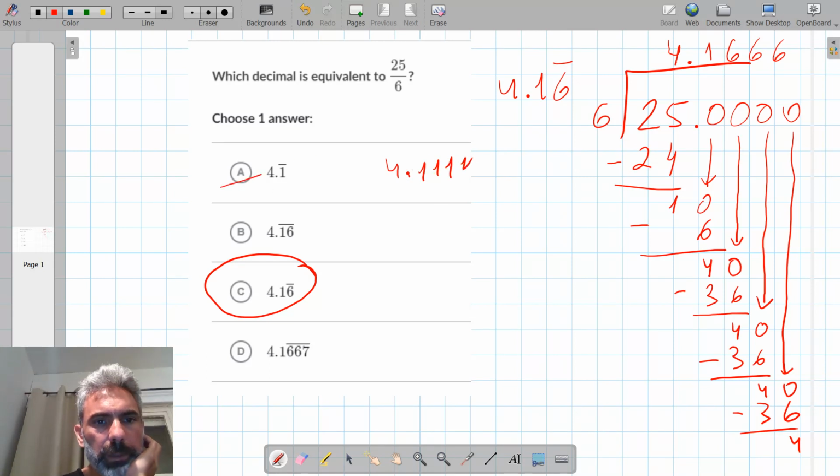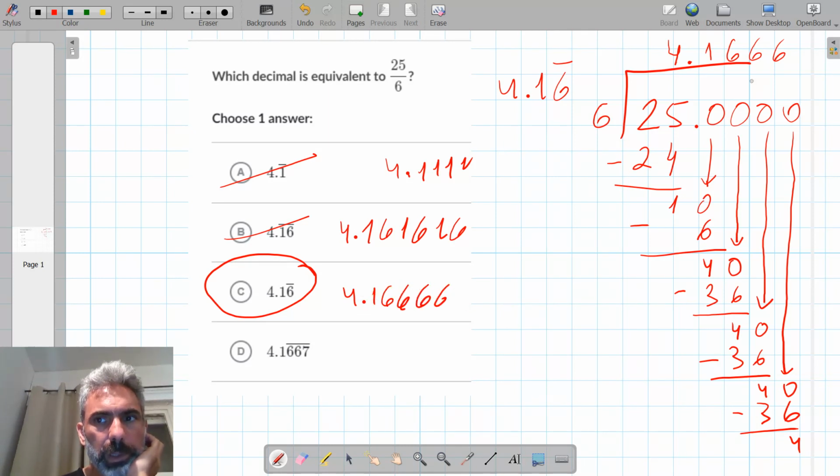It's incorrect because it's 4.166666. Here it says 4.16 repeating, the 1 and 6 repeating, 4.161616, etc. So it's incorrect because what's repeating here is the 6. This is correct because it's 4.16 and the 6 is repeating. So this is 4.16666, which is what we got here.